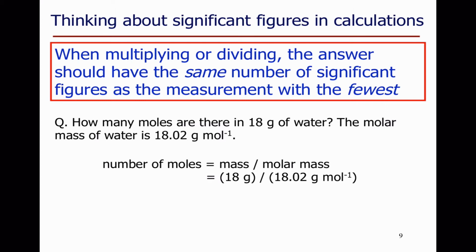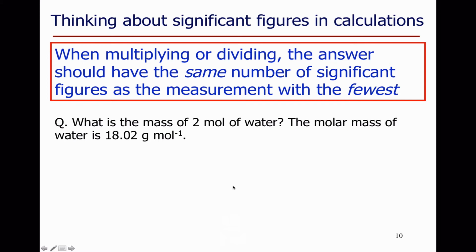We can type that number into our calculator, but what we've got to remember is the 18 is known to 2 significant figures, the 18.02 is known to 4 significant figures, so the one with the fewest is controlling how accurate the final answer should be. So the final answer, whatever the calculator says, has got to be written to 2 significant figures. It's 1.0. Remember that a 0 after a decimal point that's written is significant. So this answer is indeed written to 2 significant figures as required by the measurement with the fewest number of significant figures.